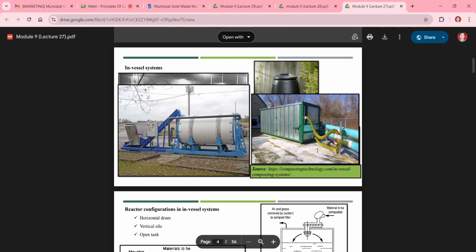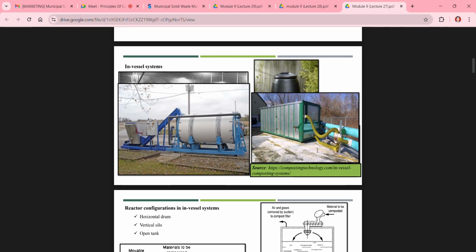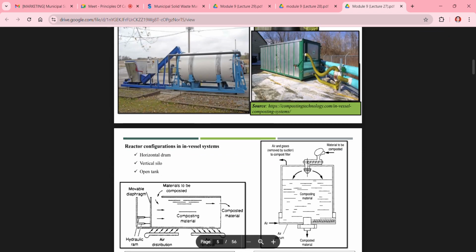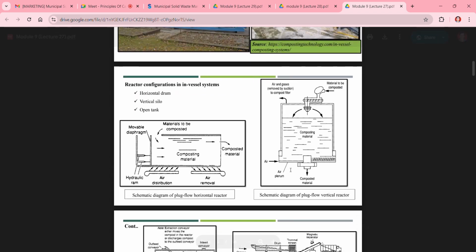Okay, so coming to the types of mechanically operated composting systems. There are different types of reactors generally used for composting processes, like the horizontal drum type reactor system, vertical silo system, and open tank system. These systems are automated and provided with mechanical systems which can easily agitate the waste material during the composting process for proper aeration, because we need proper aeration during composting.